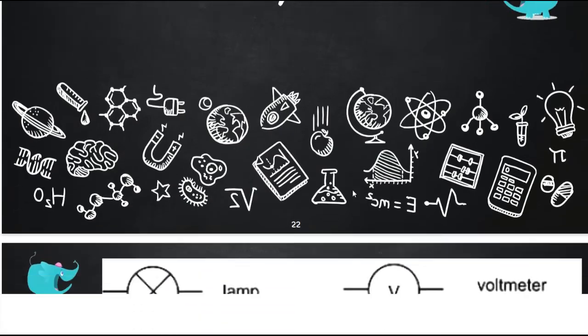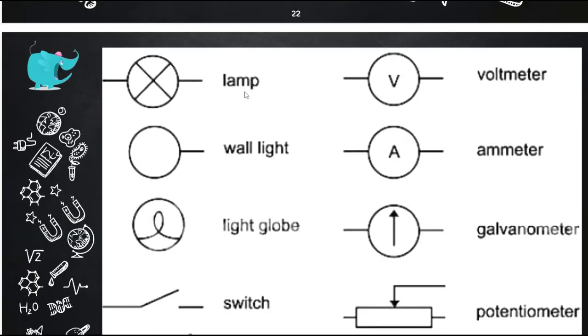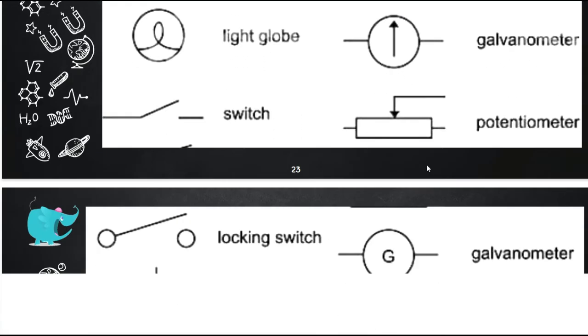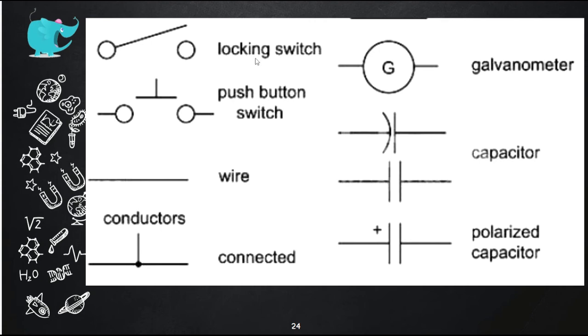And then next we have the electronic symbols. We have the lamp, the lighting in your houses. This is the schematic symbol, lamp. For the lighting, we have wall light, light globe, and then another symbol for switch. We have switch, voltmeter, ammeter. These components are usually displayed in letters. We have different types of switches. We have locking switch, push button switch. This is a wire, and this is a connected wire, and then different types of capacitors.